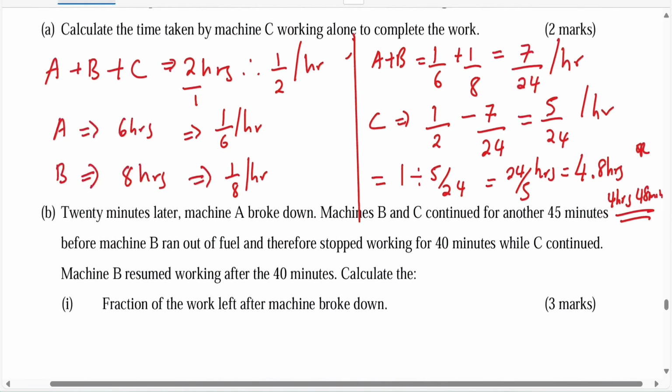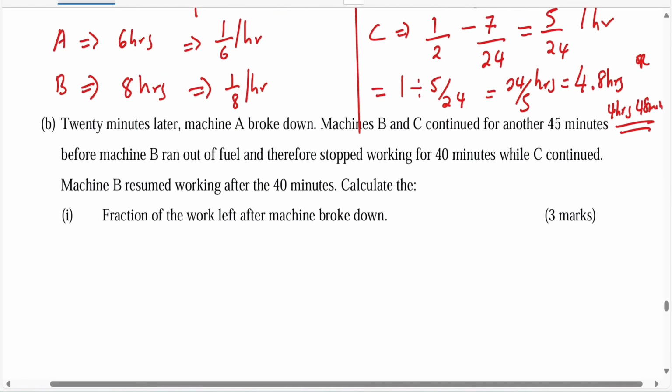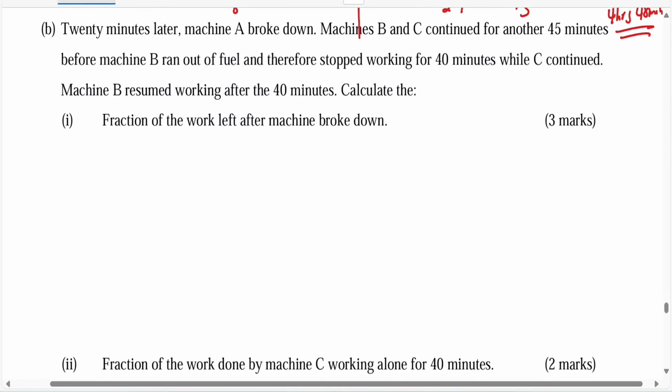So question B: 20 minutes later, machine A broke down. Machine B and C continued for another 45 minutes before machine B ran out of fuel and therefore stopped for 40 minutes while C continued. Machine B resumed working after the 40 minutes. Calculate the fraction of the work left after machine A broke down.